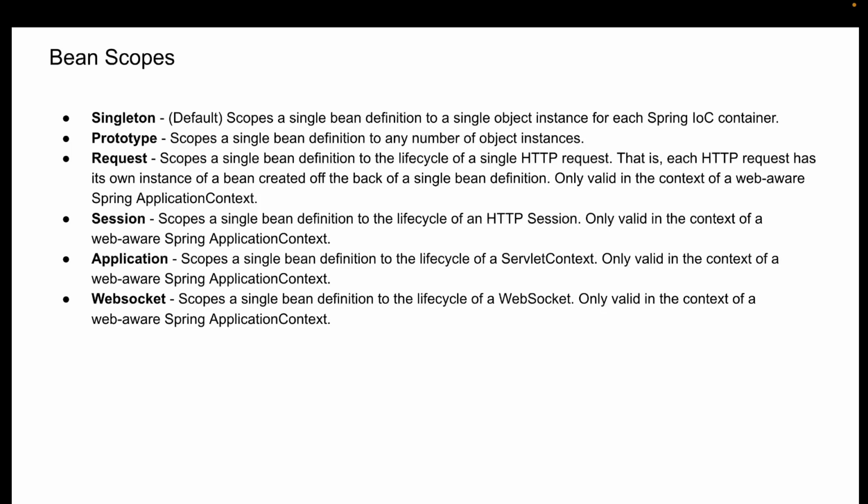There are six scopes of beans, and by beans I mean Spring beans. The first one is the singleton spring bean, which is also the default spring bean. So when you create a spring bean and you don't specify anything, it is by default a singleton bean. Your singleton bean scopes a single bean definition to a single object instance for each Spring IOC container.